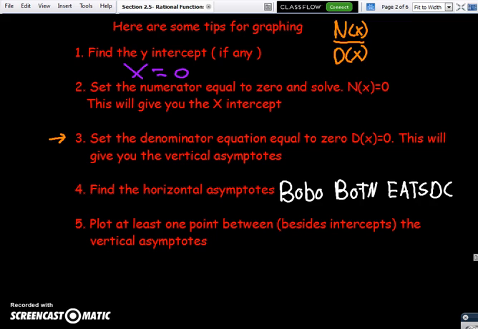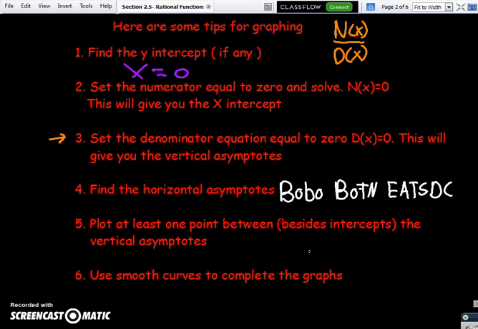Then, I plot at least one point, besides the intercepts I already have, between the vertical asymptotes. So that means you need to create a t-chart with as many points as you can. You want to pick them in between here because you don't want to pick points that are asymptotes, obviously, and you don't want to pick points that are intercepts you already have. So you want to create some other values so you can get a better picture. And lastly, use smooth curves to complete the graph.